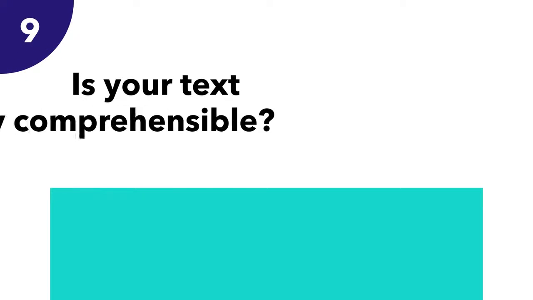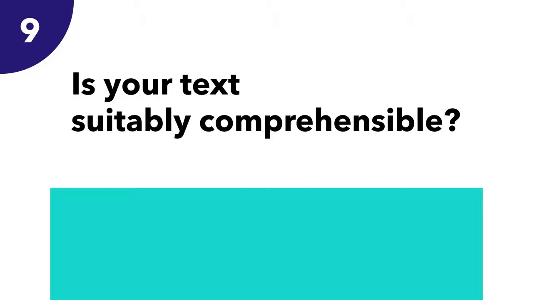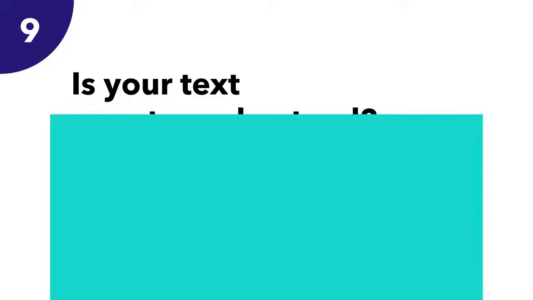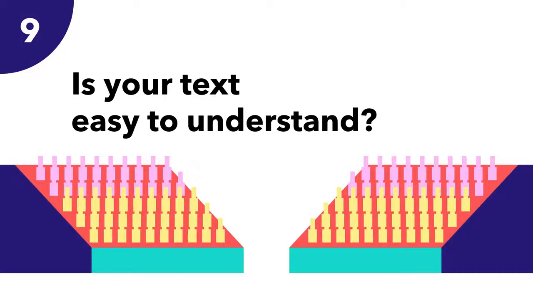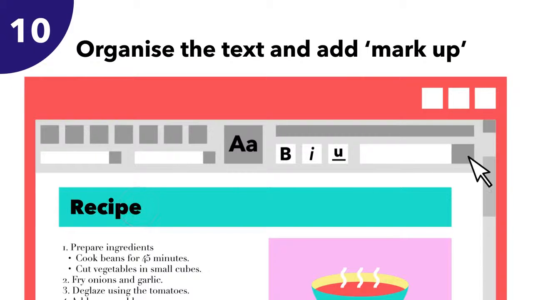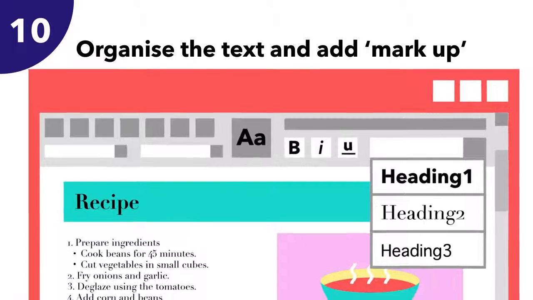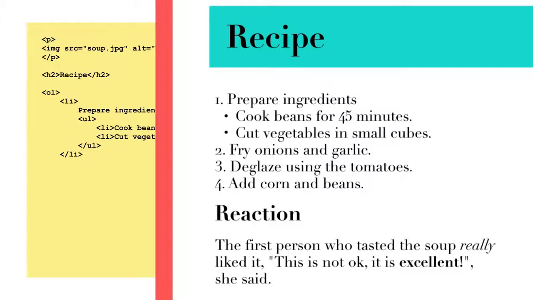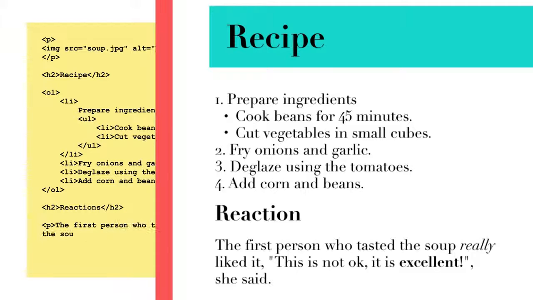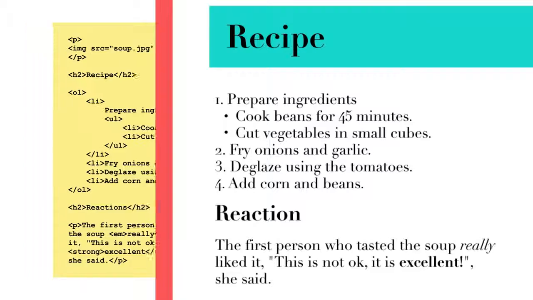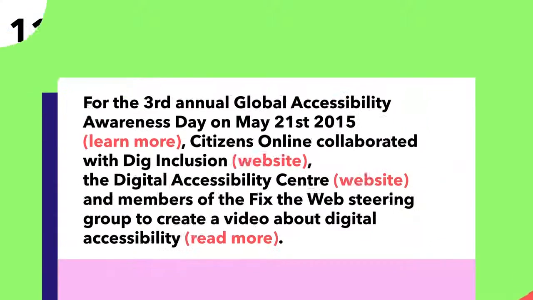Is your text in easy to understand language? Use short, simple sentences to aid readability and engage a wider audience. Give each page a title and organise the text using headings, paragraphs and lists. Add markup to enable easier navigation and explain features to people who can't see them. This applies to documents in Word or PDFs as well as web pages.